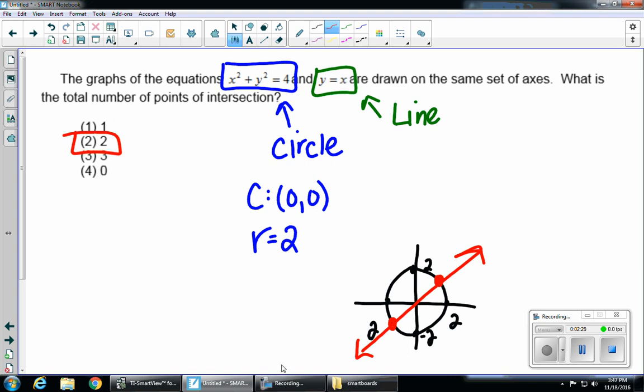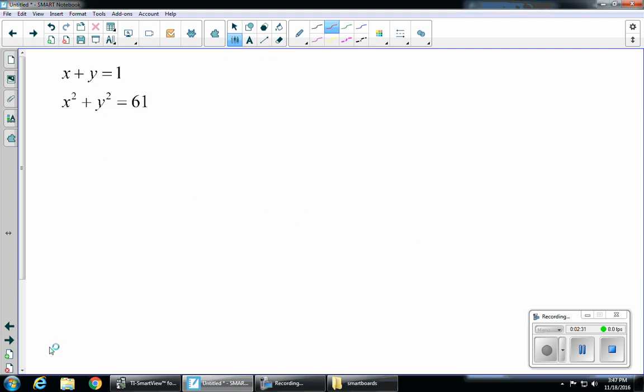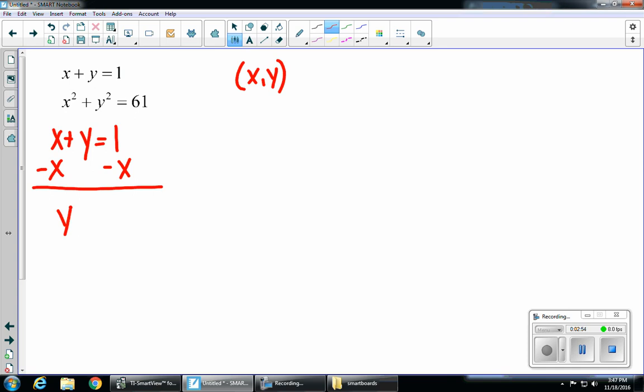Let's look at another question. This time, you're being asked to solve algebraically. So I need to solve for the system, which means I need an x comma y as my answer. So the first thing I want to do is take my linear equation, x plus y equals 1, and solve it for either an x equals or a y equals. I'm going to subtract x from both sides. So I'm going to get y equals 1 minus x.